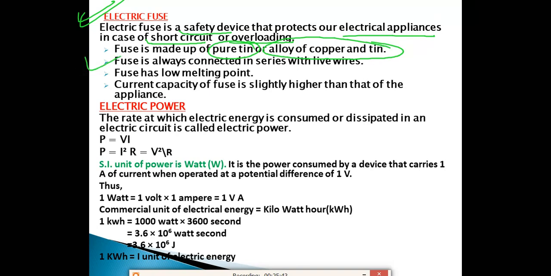Fuse is always connected in series with live wire. Okay, the fuse is always connected in series with the live wire. Fuse has low melting point. If you use a fuse in your house, you can see that it has a low melting point. Why? Because if any short circuit occurs, it will melt easily and the circuit will be broken and you can be saved. Current capacity of fuse is slightly higher than that of the appliances. It is also true that the current capacity of fuse is slightly higher than that of the appliances.